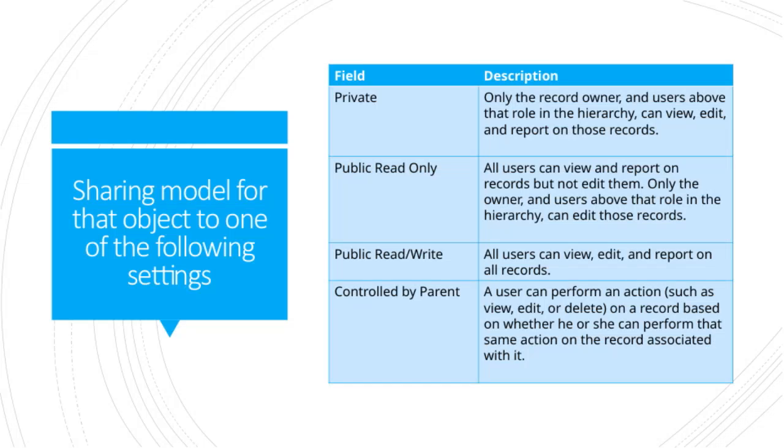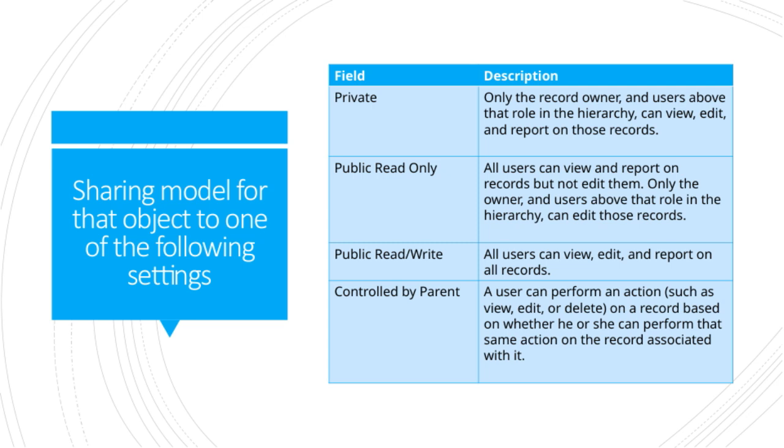Now, let's take a closer look at the different sharing model options for our records. First, we have the private setting. In this case, only the record owner and users above that role in the hierarchy can view, edit, and report on those records. This gives a very controlled level of access. Next is the public read-only option. Here, all users can view and report on the records, but editing is restricted. Only the owner and users above that role in the hierarchy can make changes. This is useful when you want broad visibility but limited editing rights.